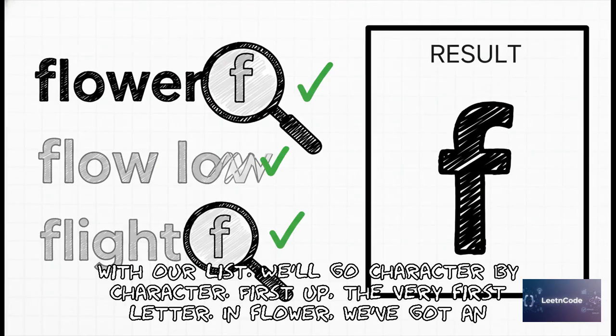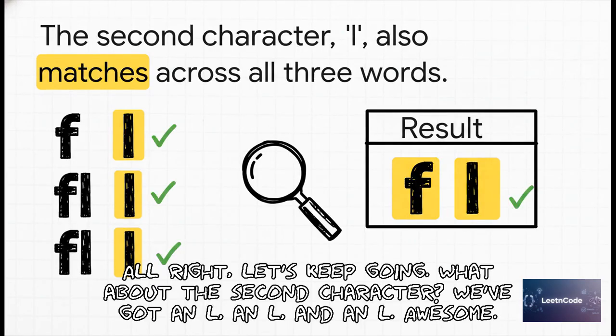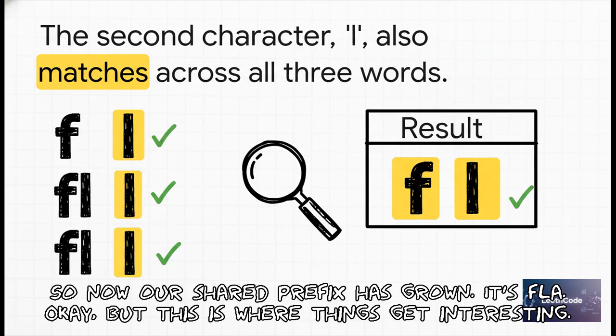Okay, let's start with our list. We'll go character by character. First up, the very first letter. In flower, we've got an F. In flow, an F. And in flight, another F. Perfect. So far, our common prefix is just F. All right, let's keep going. What about the second character? We've got an L, and an L. Awesome. So now our shared prefix has grown.